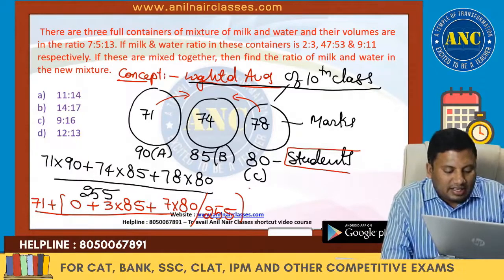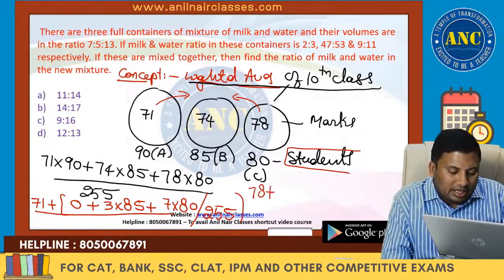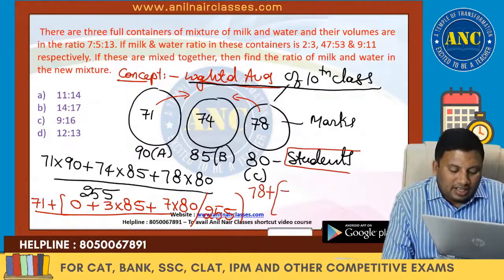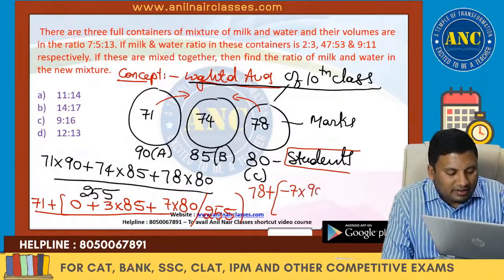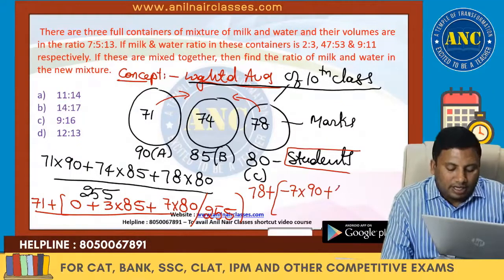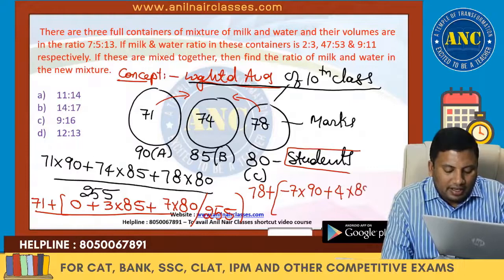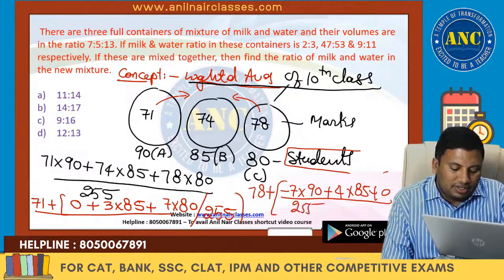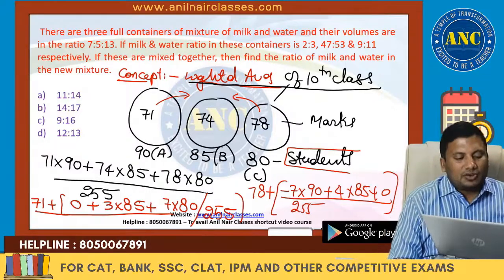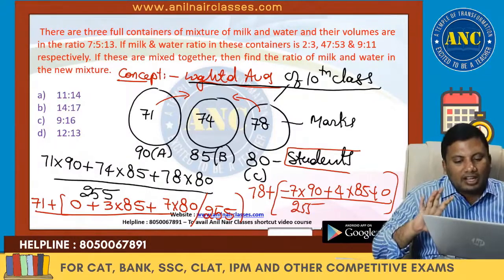Sir, can't I take 78? That also you can take. 78 minus 7 into 90, 74 it is 4 into 85 plus 0 divided by 255. Solve it, you will get the answer. I hope the concept is clear.